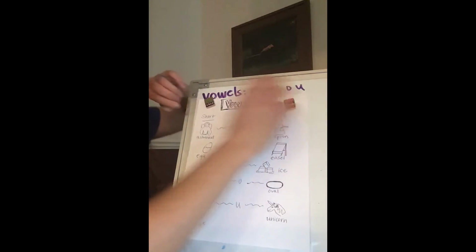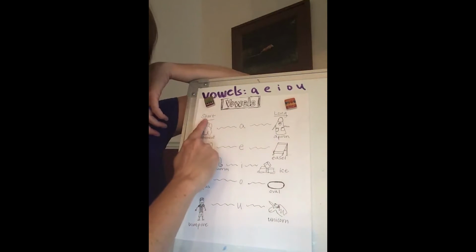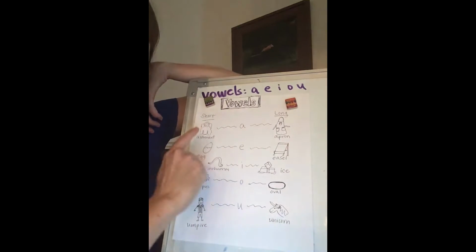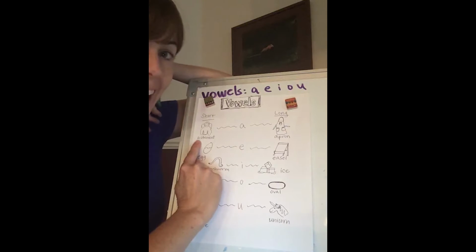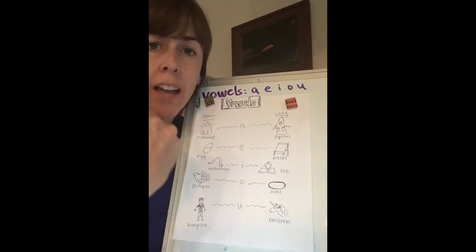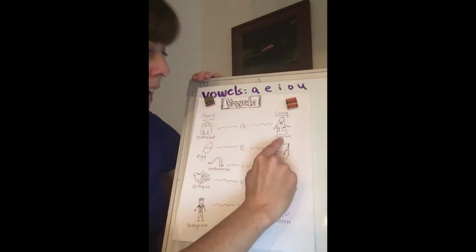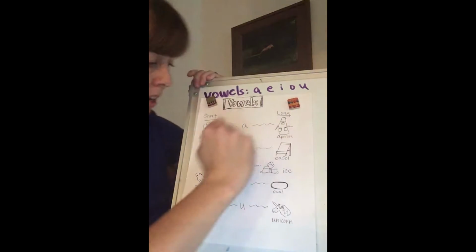All right, so here are the vowel sounds. The short sounds and the long. Short A sounds like ah, like it does in astronaut. Your mouth is really wide as you make that sound. Go ahead and make that sound. Long A sounds like its name, A, as in apron. Okay?